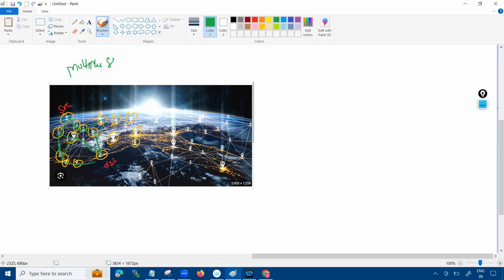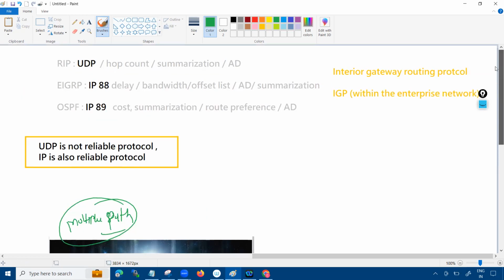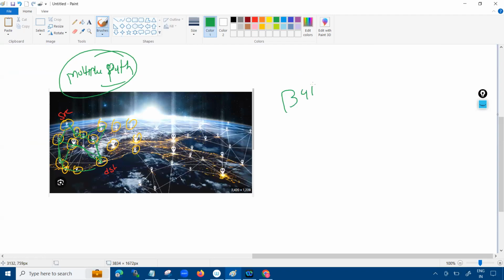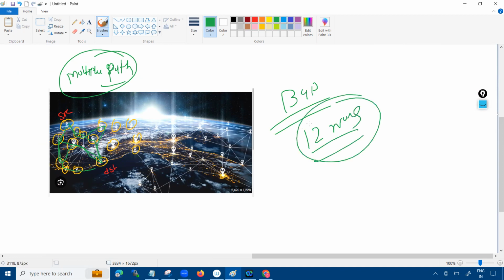Now try to think one thing. How many ways do we have to manipulate the path in EIGRP and OSPF? Either you can change the offset list, because these are not recommended ones. How many ways do we have in OSPF? Change the cost, or maybe the preference. There are always 1 and 2 or 3 at most. But in the BGP protocol, what happens if I talk about BGP? BGP has more than 12 ways to manipulate the path.